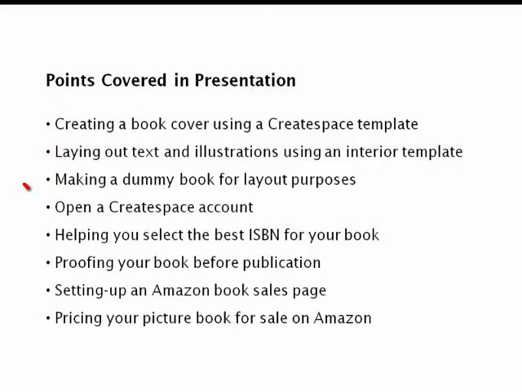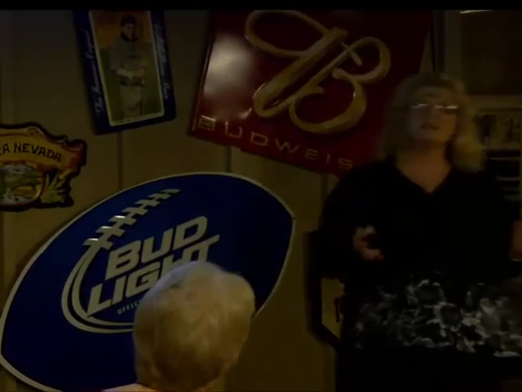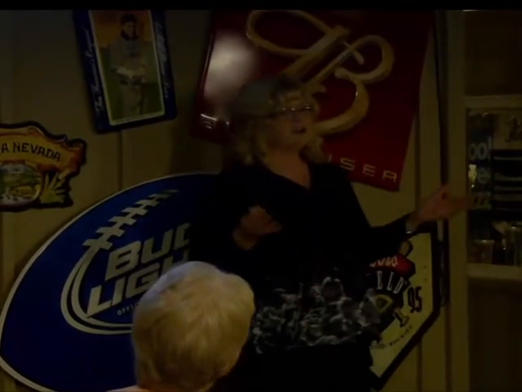This is for a children's feature book. We're going to open a Createspace account. I'm going to show you some basic steps on how to open a Createspace account, which ISBN to buy for your book, proofing your book before publication, setting up an Amazon book sales page, and pricing your feature book for sales on Amazon. How does that sound?